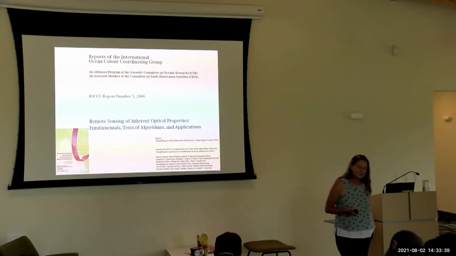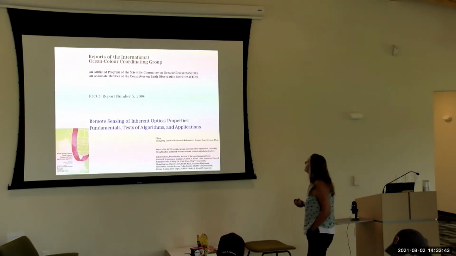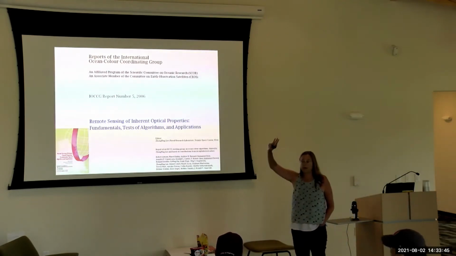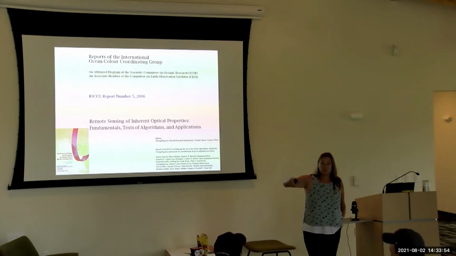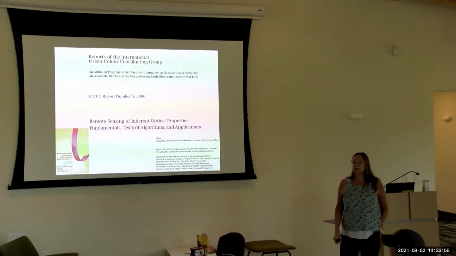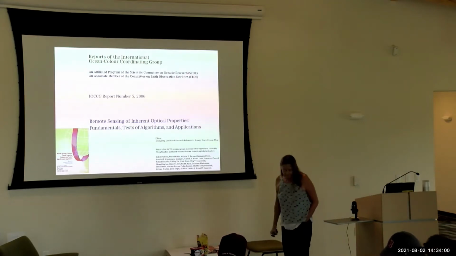Okay. So the IOCCG, the International Ocean Colour Coordinating Group, has been publishing a series of reports. How many people have looked at any of these reports? Excellent. How many of you looked at more than one? You should look at more than one. There's some really great work published in these, and even though some of them are old, they're still pretty illuminating.